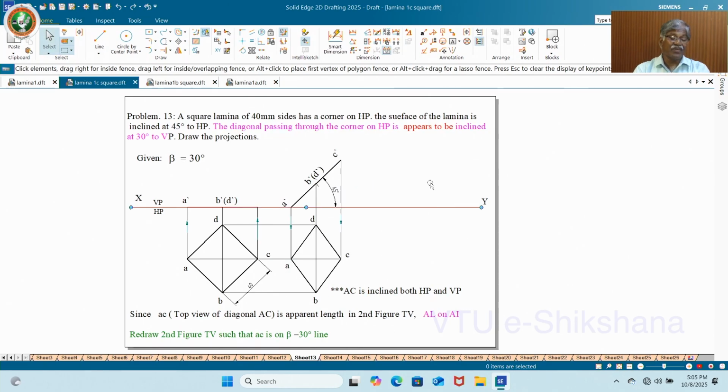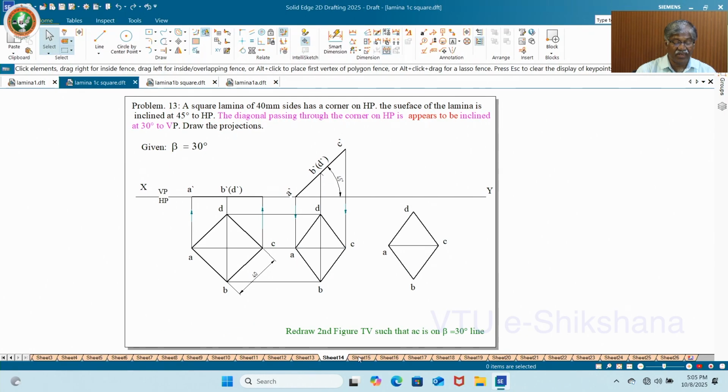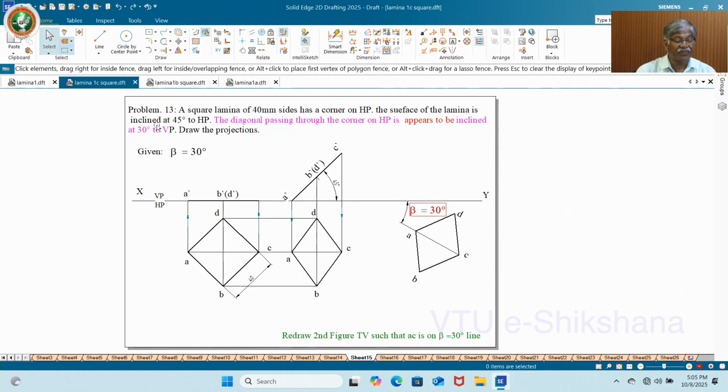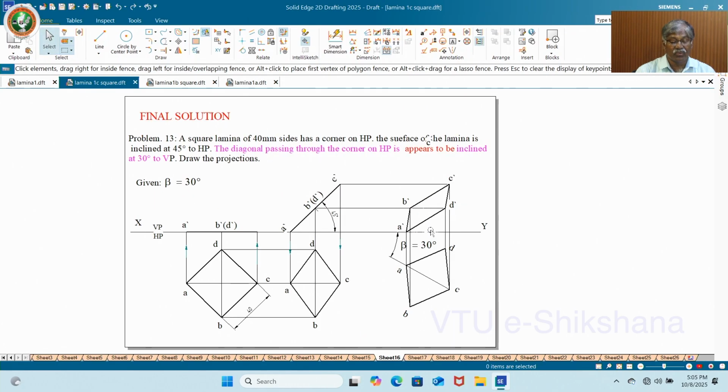Next, if instead of directly giving the inclination to VP, he adds 'appears to be', then you take that the beta is given. Whatever the beta value is given, you take it as the apparent inclination. You move and rotate, redraw the second figure top view, so that beta equals 30 degrees, on the 30 degree line. So now you get the final solution for this.